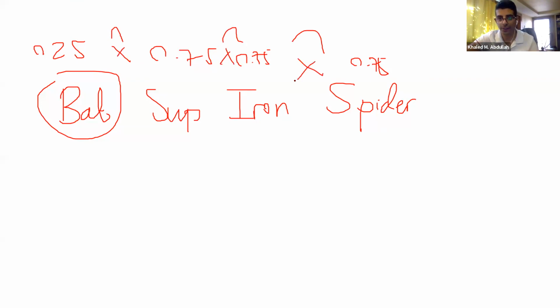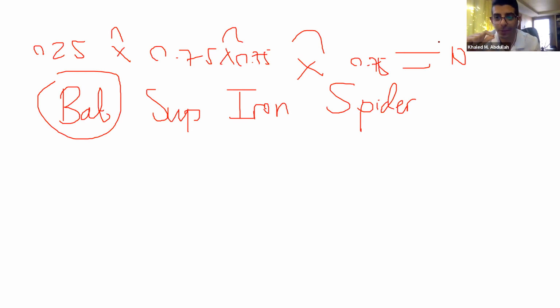So what's the chance of Batman being affected, but the other ones, Superman, Iron Man, and Spider-Man, are not affected? Let me see what everyone's saying. Yeah, so it'll be 0.25 times 0.75 times 0.75 times 0.75, which ultimately ends up being about 10%, or 10.5. So all of you understand this, right? Because I specifically said only Batman.